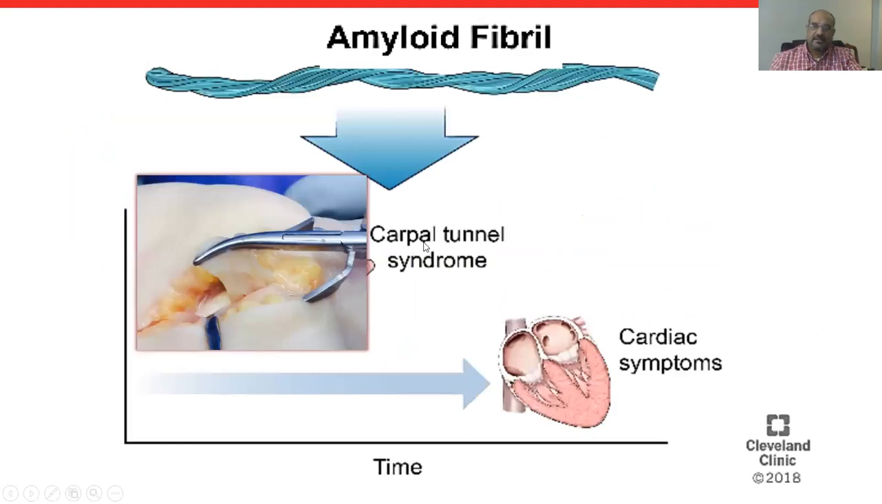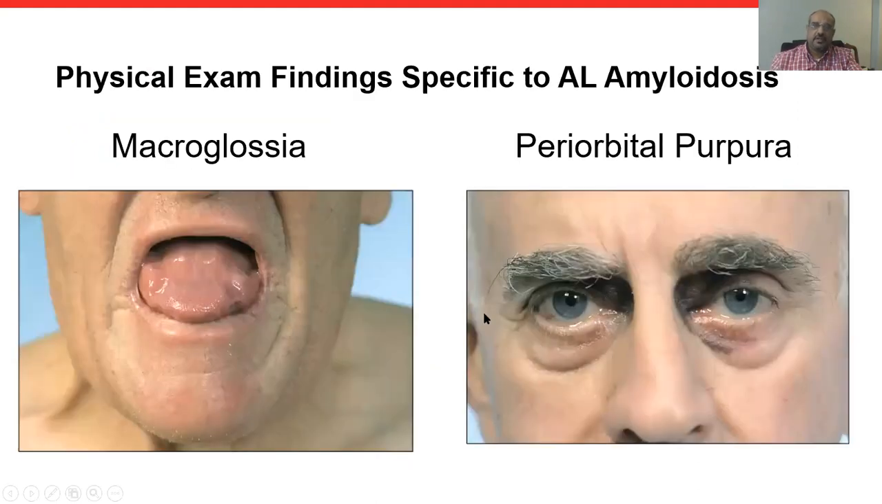This is the carpal tunnel syndrome, very related to the incidence of cardiac symptoms. But macroglossia and the periorbital purpura, like this man, is more with AL amyloid. So this is more specific for AL amyloid, not TTR amyloid.